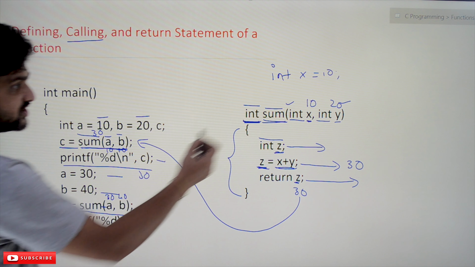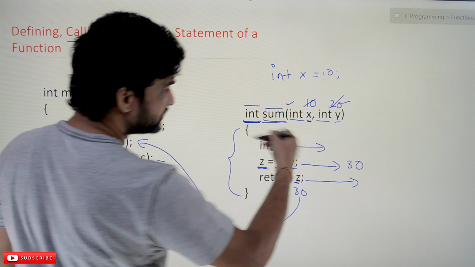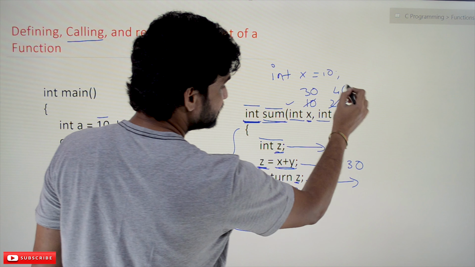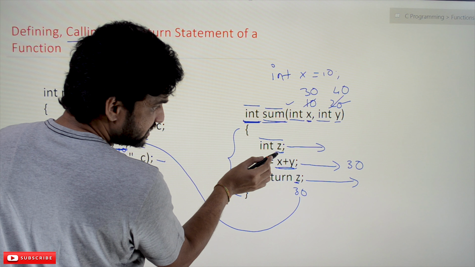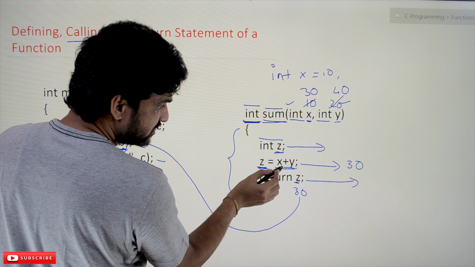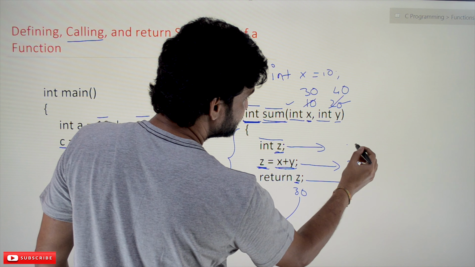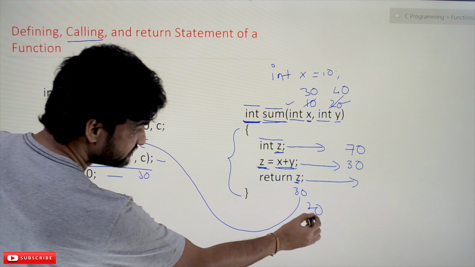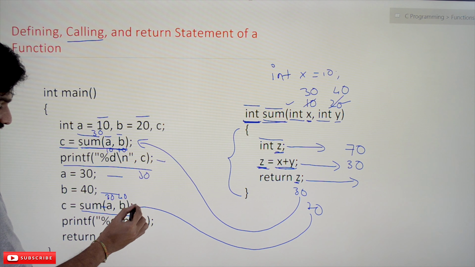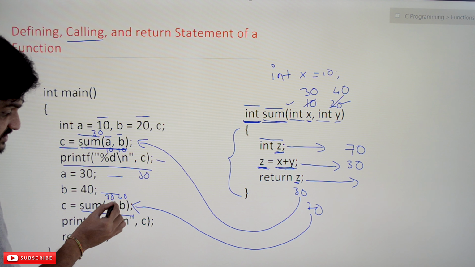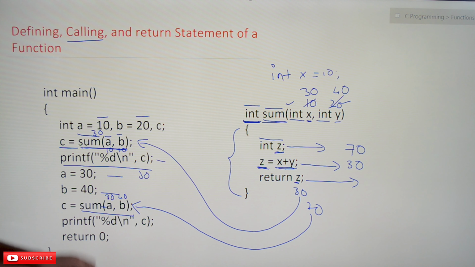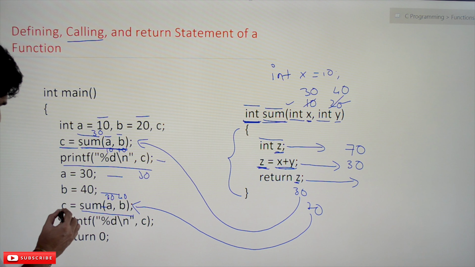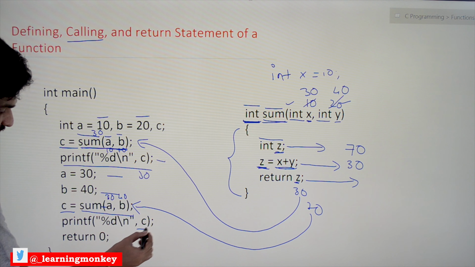So again 30, 40, now the function call is made again. So now the values of x and y are 30 and 40. The value of z is now 30 plus 40, which is 70, and we are going to return this 70. Where will this 70 be returned? It will be returned to the function which has called it. This is where the function has been called. Now this value will get assigned to c and that will get printed.